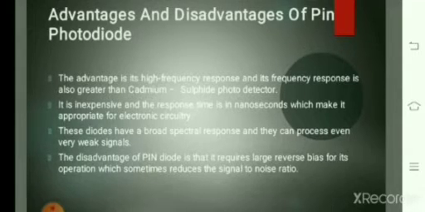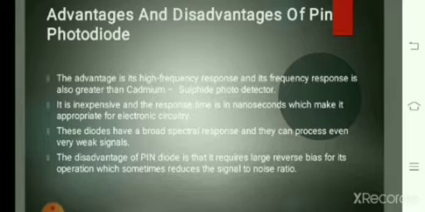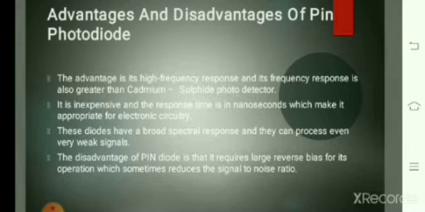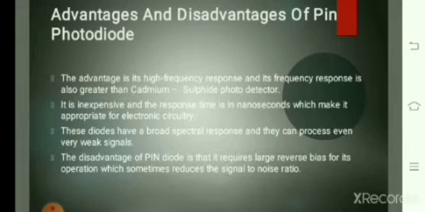Next, the disadvantages of PIN photodiodes. It has a rapidly increasing dark current with temperature. It has a small active area. It needs an offset voltage. There is a necessity of amplification at low illumination.